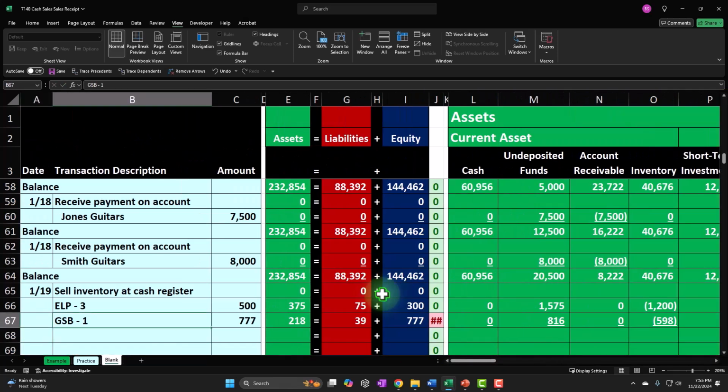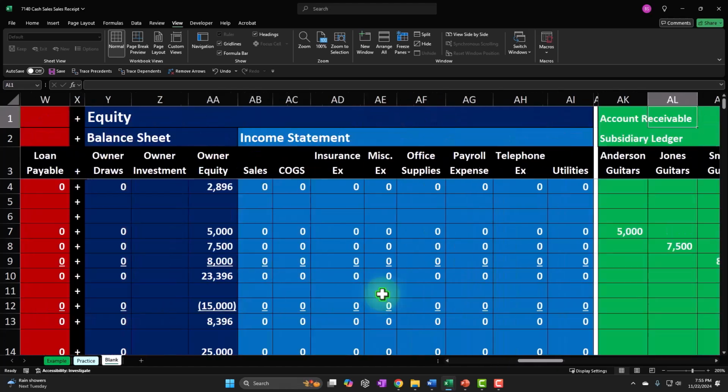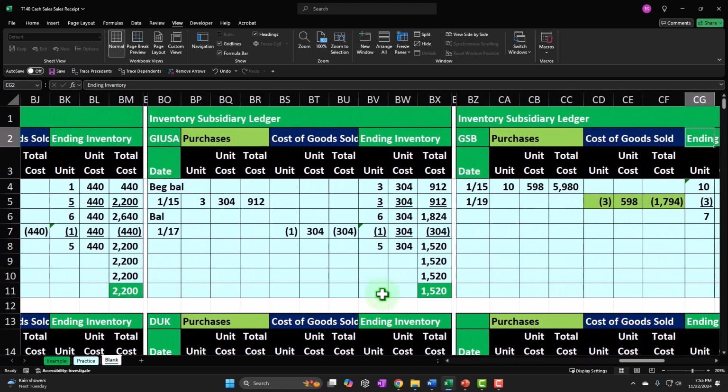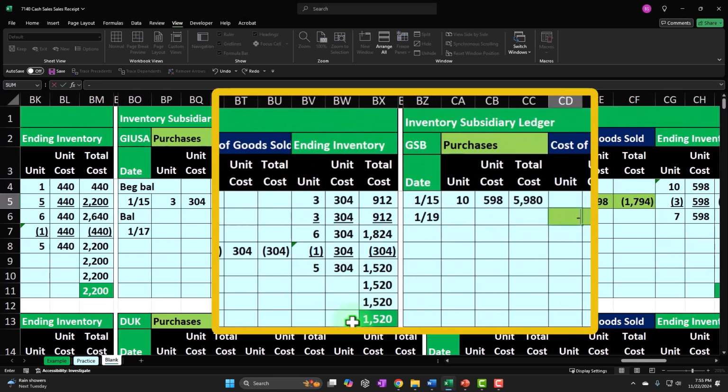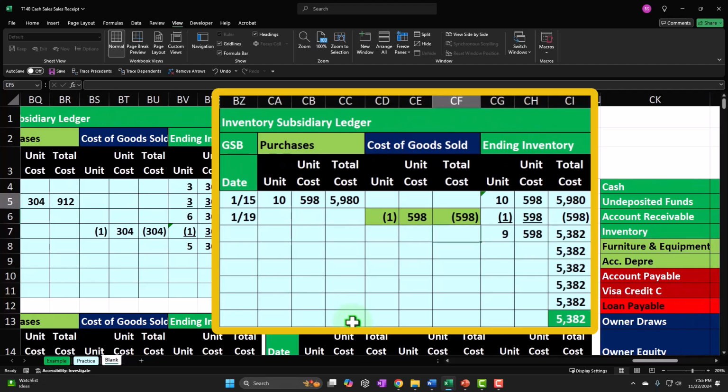Now wait a second. I only sold one of those. Let's go back on over. I think I messed that one up. I'm going to go back on over to my worksheet because I said I sold 3 of them. I sold 3 of those. I only sold one of these, negative 1. All right, that should fix it. Okay, so that should be 598.